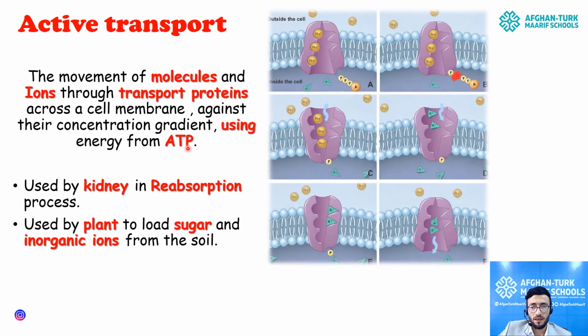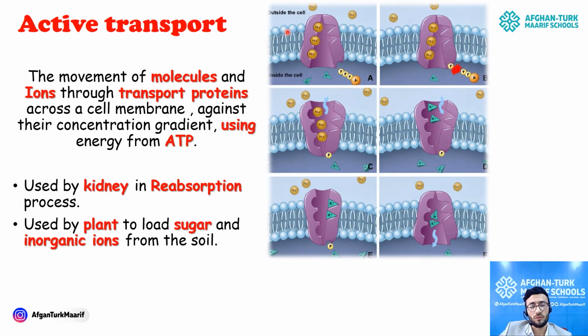Simply it means that molecules and ions are going to be exchanged between 2 different regions. For example, the ions where their concentration is low should move into the region where the concentration is high. In order to carry out this function, energy is needed, and this energy is provided by ATP.